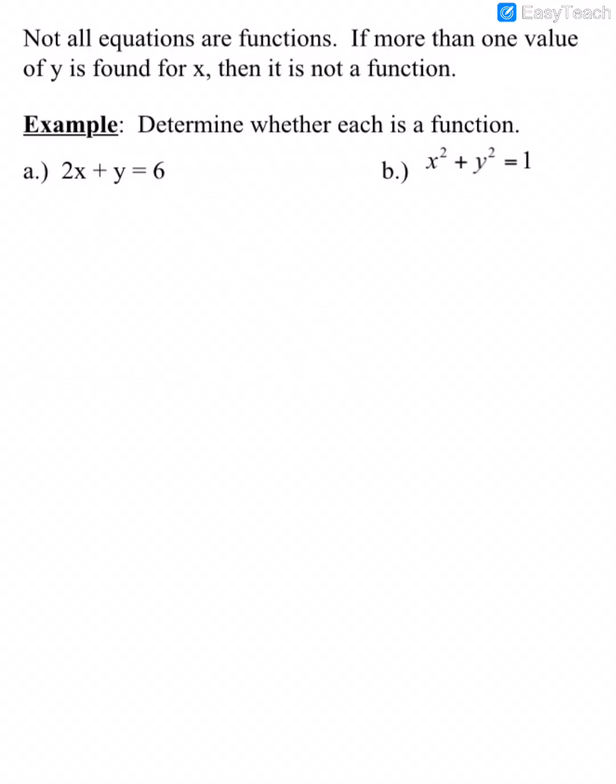Now, not all equations are functions. If more than one value of y is found for x, then it's not a function. A is 2x plus y equals 6. Well, x is understood to be raised to the power of 1, and the same for y. So this would be a function.